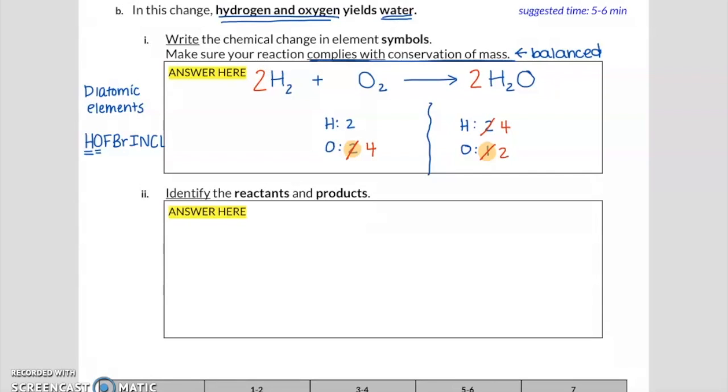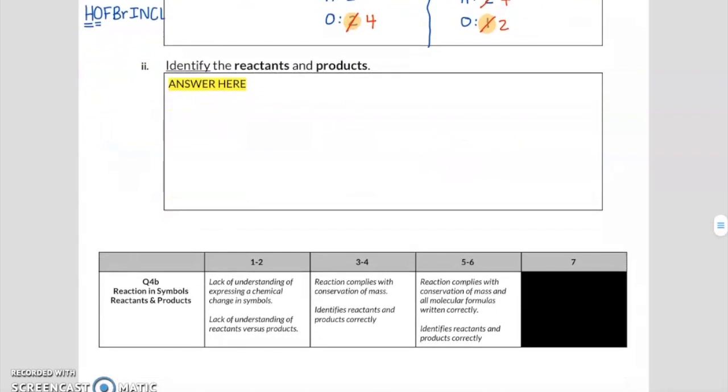By adding those coefficients, now we can see that conservation of mass is played out here. Looking at the rubric for this first part of question 4b, we see that in order to earn a 3-4, you must be showing conservation of mass. So that means that you must be presenting some sort of balanced reaction. In order to earn a 5-6 though, you need that balanced reaction, of course, but you also needed to recognize the diatomic elements.